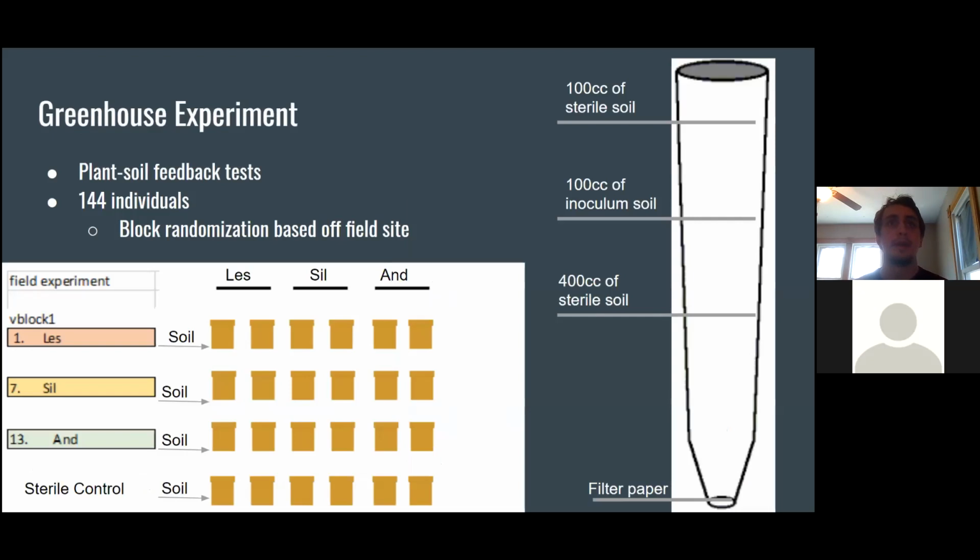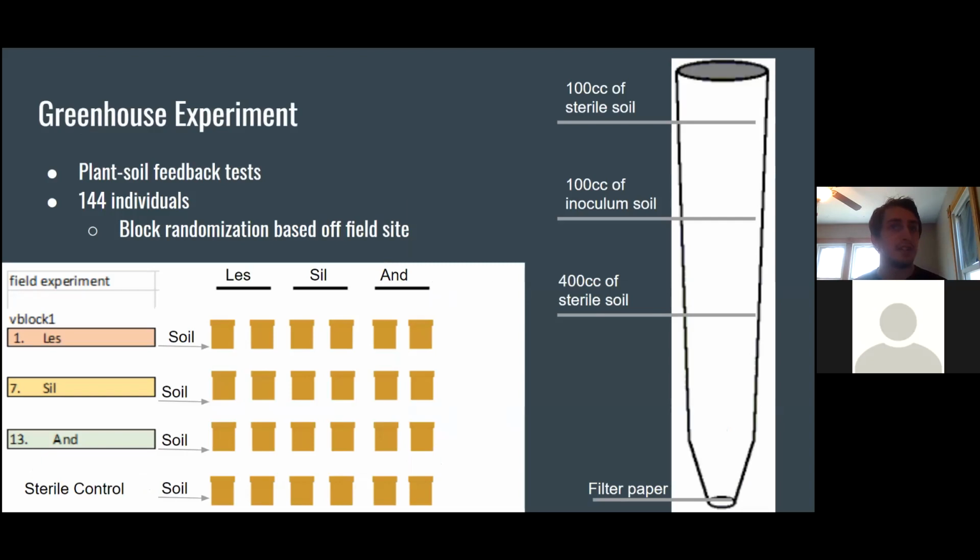The final portion of the project is the greenhouse experiment. This will use a series of tubes that will house one individual plant that will be replicated with different soil inoculums that were taken from each plot within the field site. Each tube will be filled with a combination of sterile soil and inoculum soil.